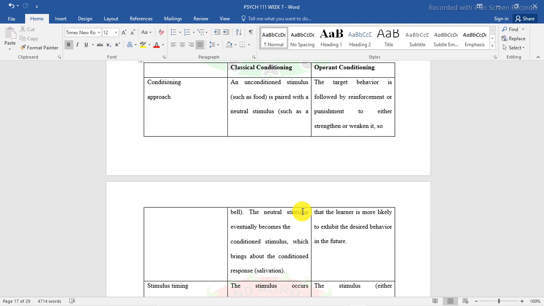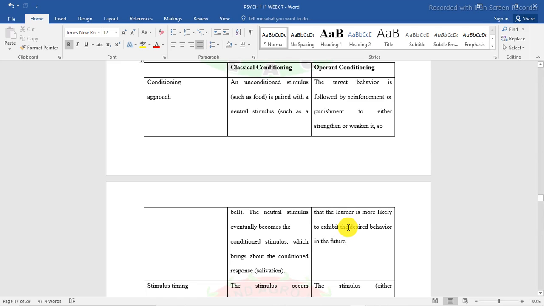The target behavior is followed by reinforcement or punishment to either strengthen or weaken, so that the learner is most likely to exhibit the desired behavior in the future. For example, gumawa ka ng bagay na to, ipapunish ka, bibigyan ka ng consequences. And, matitest doon kung gagawin mo yung bagay niya o hindi. So, ito yung mga approaches nila.